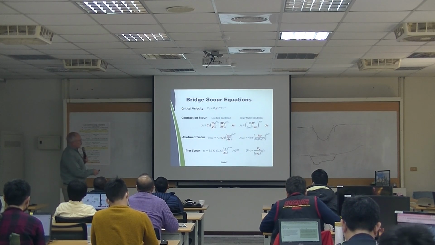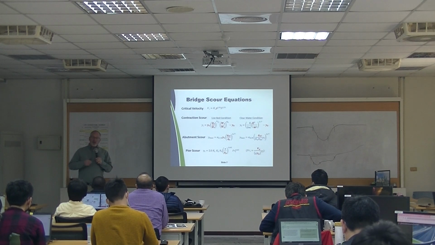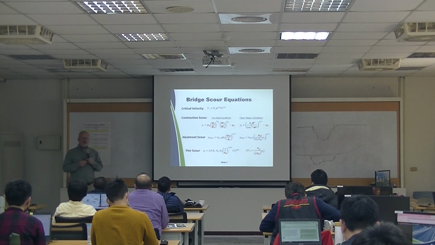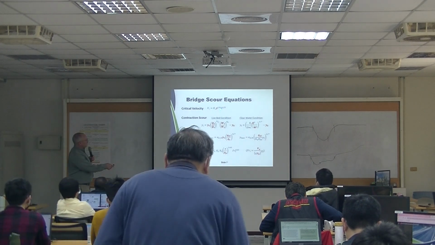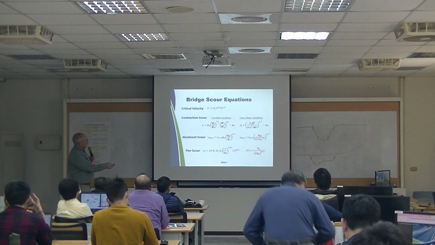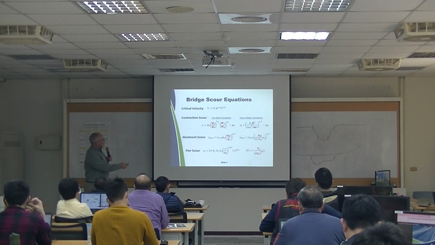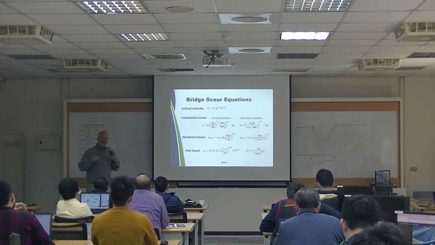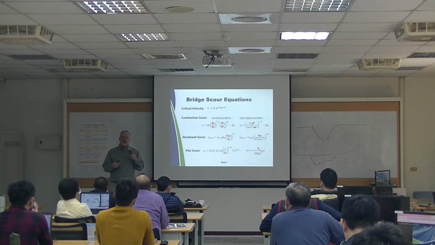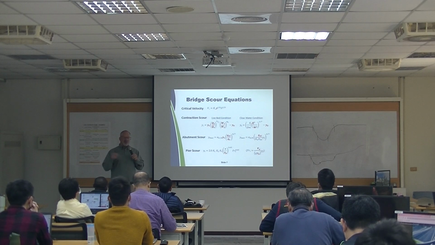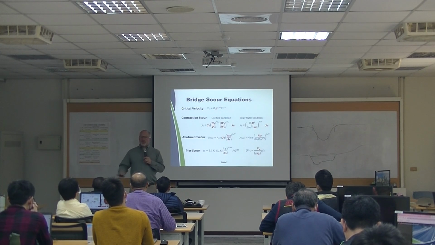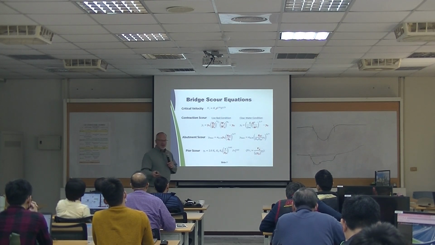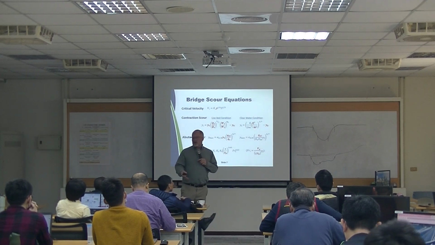To determine whether there is clear water or live bed scour, we have to determine whether or not the material upstream is moving. So that's why we have our D50, which in this case is D. We need the flow depth. And from this equation, if the velocity in the 2D model exceeds the critical velocity of that material, what does that mean? Since you asked the question, it means the material's moving.